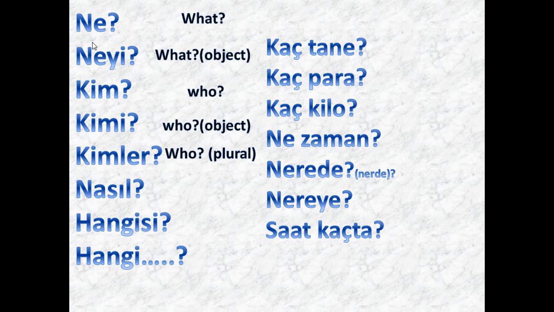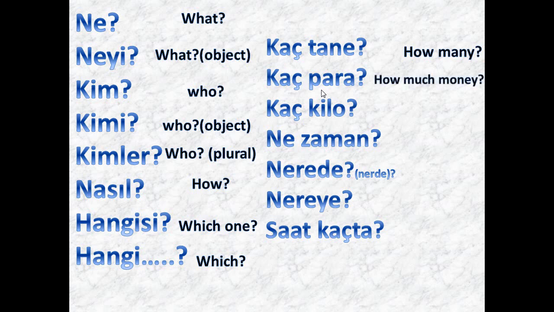Then there's nasıl. Nasıl means how. We have hangisi, which means which one. We have hangi, which means which. We have kaç tane, which means how many. Kaç para means how much money when you're asking about the price of something. You can say only kaç, or you can say kaç para. Kaç kilo means how many kilos.